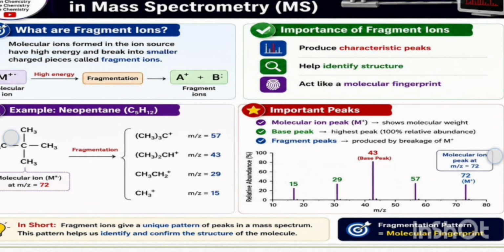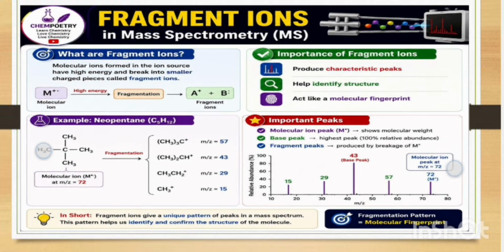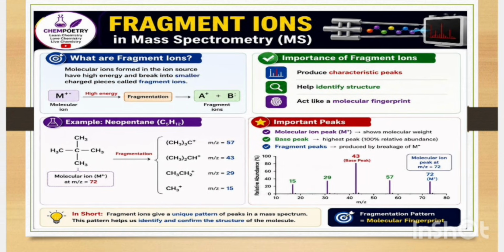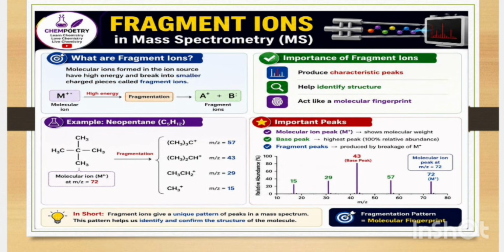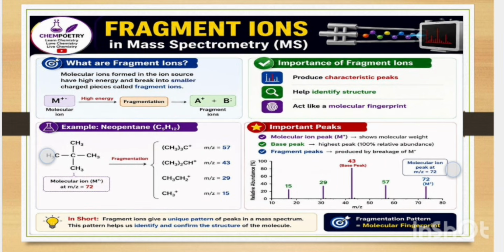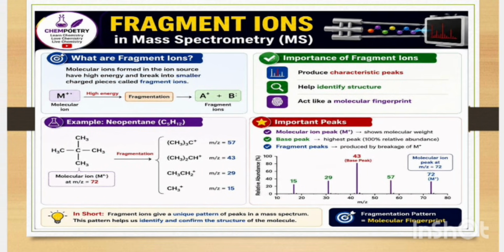Now the question is, why is fragmentation so important? Fragmentation produces characteristic peaks in the mass spectrum. These peaks act like a molecular fingerprint. Just as every person has a unique fingerprint, every compound has a unique fragmentation pattern. By studying these peaks, scientists can identify the structure of unknown molecules.